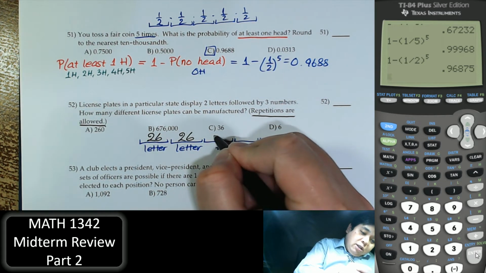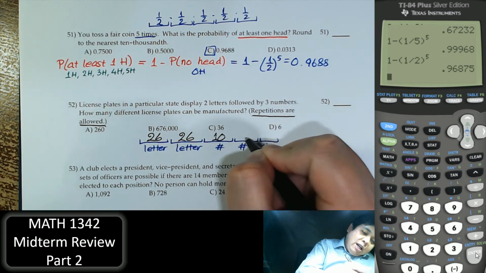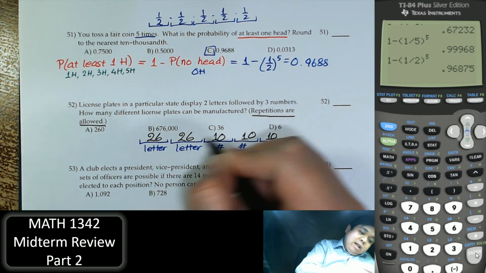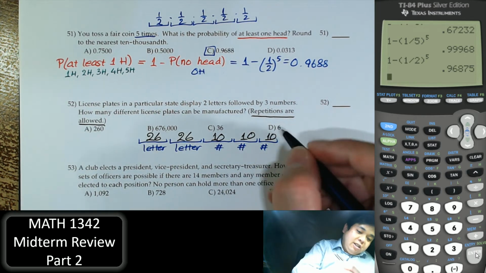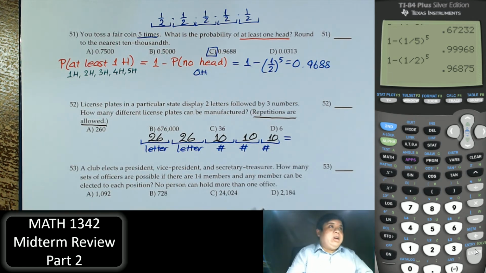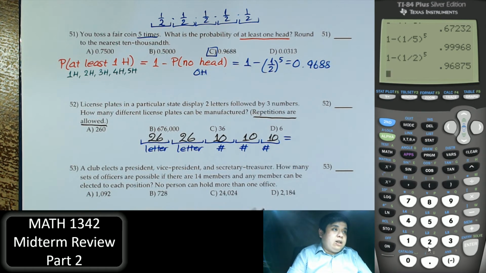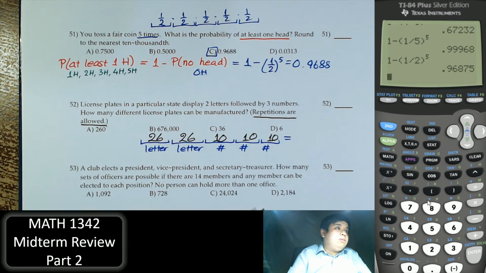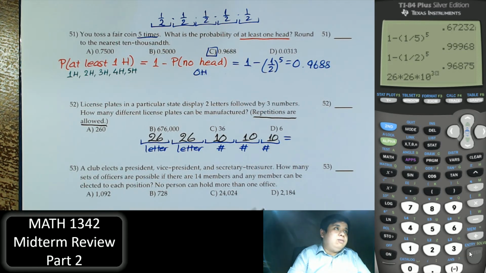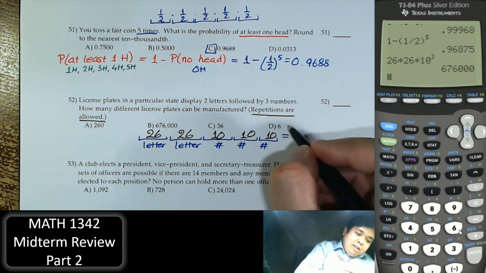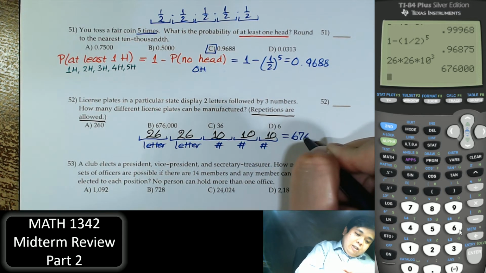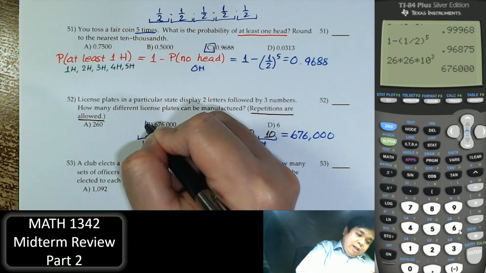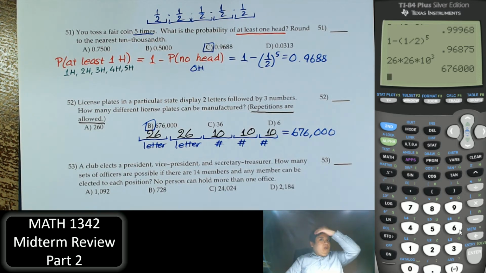And the numbers could be 0 to 9, so there are 10 choices. And we multiply all of that together. This is just the multiplication rule. 26 times 26 times 10 to the 3rd power. And that's what we have. So simple enough.